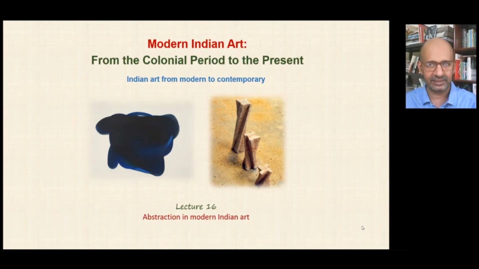Today, in the 16th lecture of this course, we are going to pay attention to something very special that was emerging as a very definitive trend or a stylistic tendency during the post-independent period. And slowly, that particular tendency evolved into a very strong notion of Indian modernism. That particular category generally is known as abstraction or abstract art.